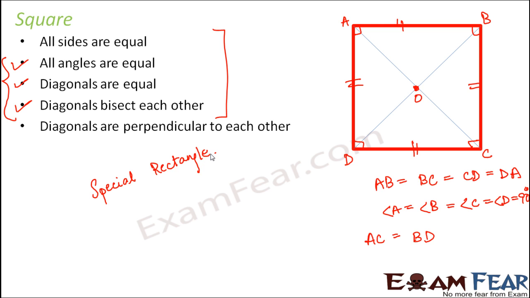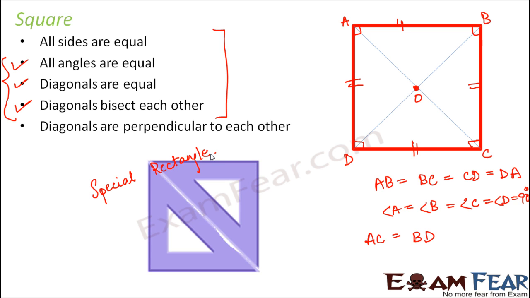So how can we make a square using set squares? We can take two set squares, but this time the set square that we are going to take is the 45, 45, 90 set square. Why so? Because in this type of set square, the length of this side and this side is the same. In a square, all the sides should be equal. Therefore, we take the 45, 45, 90 set square. Now, there is another interesting property of a square, and that is the diagonals are perpendicular to each other. That means the diagonals not only bisect each other, they also bisect each other at 90 degrees.